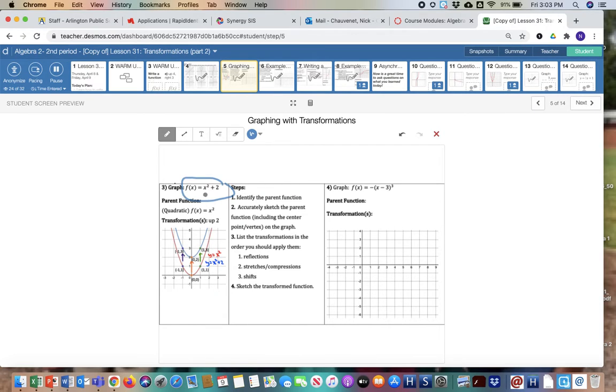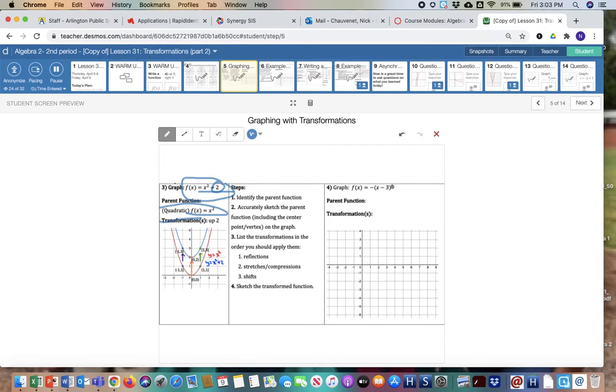So here we see that this is x squared plus 2, so the first thing you want to do is identify the parent function. Well, we see x squared, we should know that's quadratic, which means it should look like that orange graph. Then identify the transformation. That plus 2 on the outside is going to shift the whole graph up 2. So we move up 2, regraph, that's what the blue line is, and that's all you're doing.